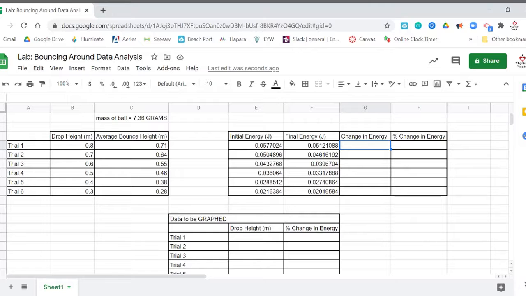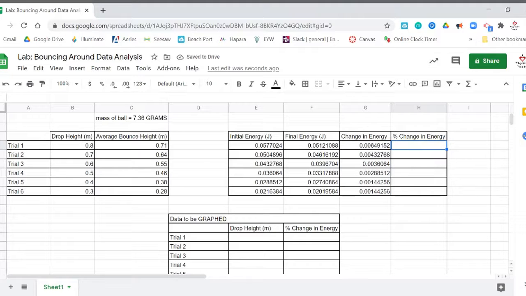And I just want to know what the magnitude of the change in energy is. So I am just going to say I want this cell to equal the difference between my initial energy, so there's my initial energy, subtract my final energy. There. Drag that down. And then the last thing you want to have it calculate is your percent change in energy.